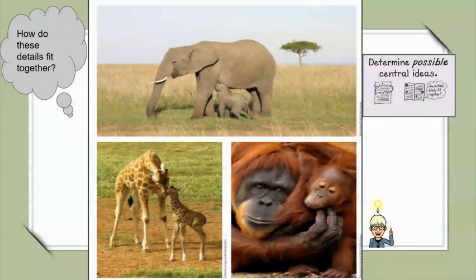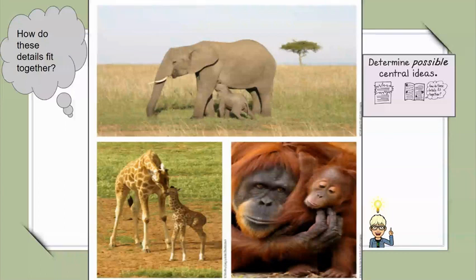But when you first look at this picture and think, how do these details fit together? You might say, oh, that's easy. They're all animals. All right, let's go beyond that. Okay, you're in 6th grade now. What could be another possible central idea of these 3 images? How do they fit together?